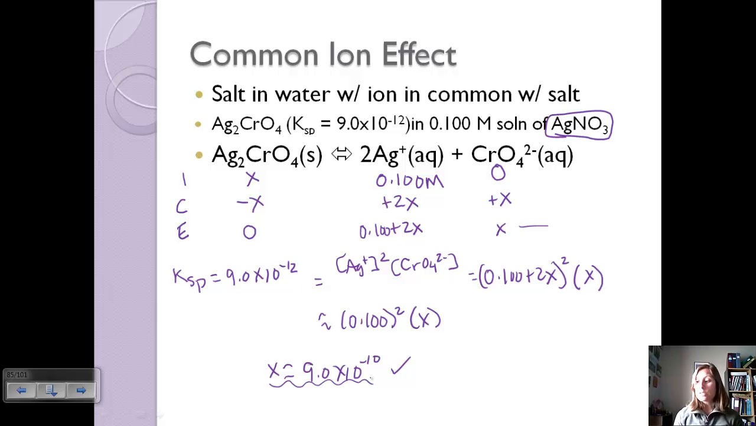Now if we look at the solubility of silver chromate in just water, it is 1.3 times 10 to the negative 4th, and so this shows that with a common ion, the solubility is depressed because of that common ion effect. And so in water, our solubility is much higher than if it already has a common ion present.